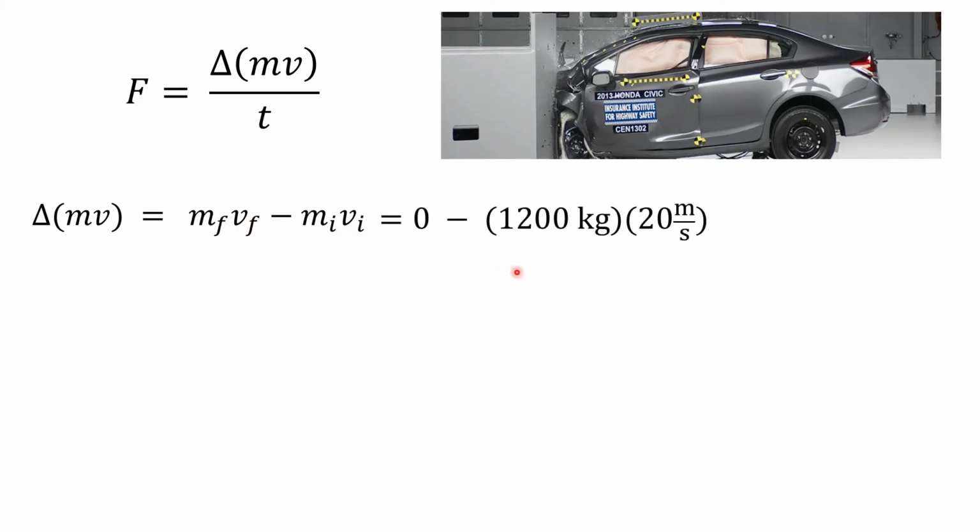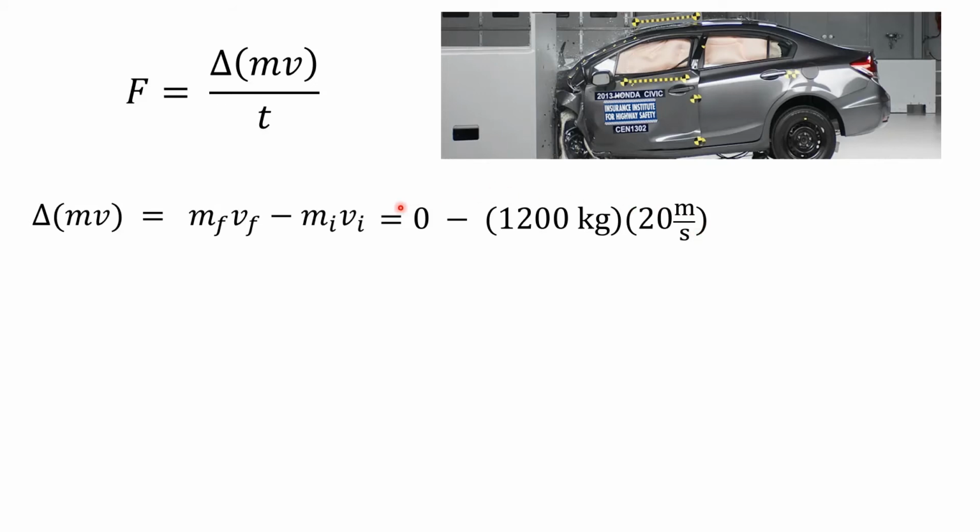The initial momentum, I had to look up some values. So I found that the mass of a Honda Civic is about 1,200 kilograms. And I assumed a certain speed here. I couldn't find the exact value for this picture, so I just made an educated guess. 20 meters per second is about 40 miles per hour.